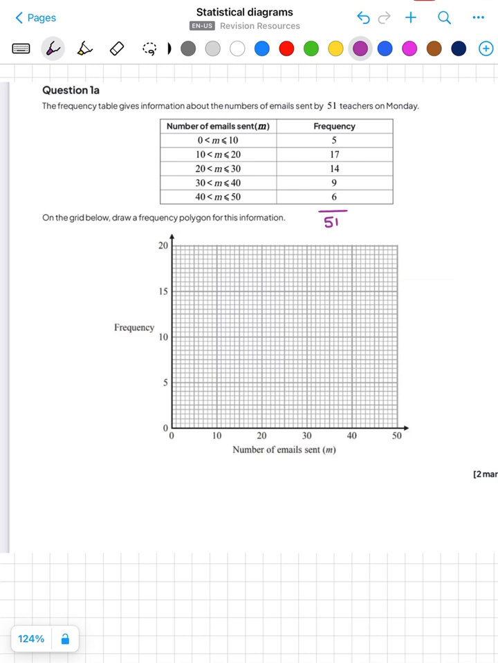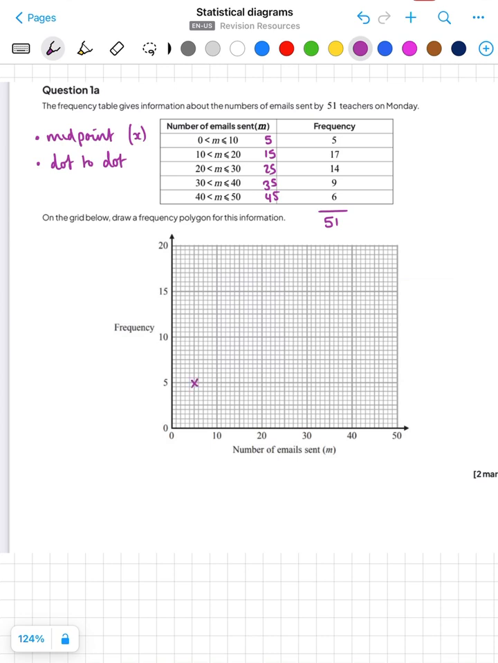To draw a frequency polygon, the key points are that we use the midpoint of the group as the x coordinate, and we draw crosses and we join each point dot to dot with a straight line. So our first coordinate will be the midpoint of our first group, which is 5. So let's just complete the midpoints for each of those. And then we plot the frequency. The midpoint is 5 and the frequency is 5.